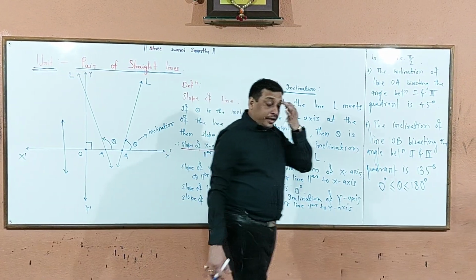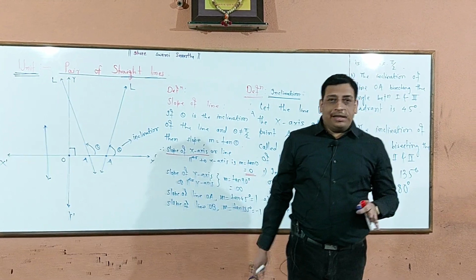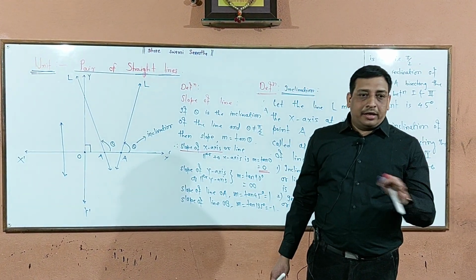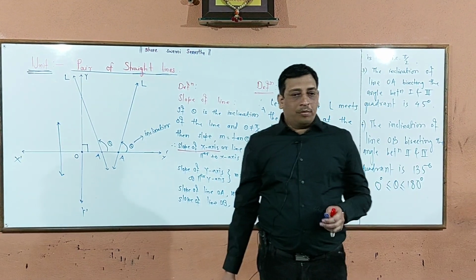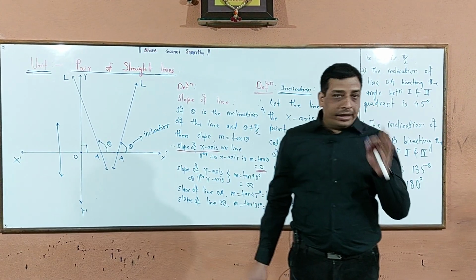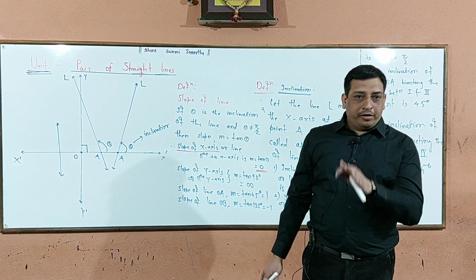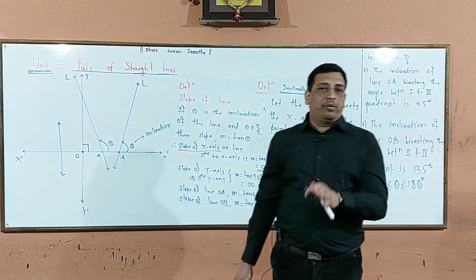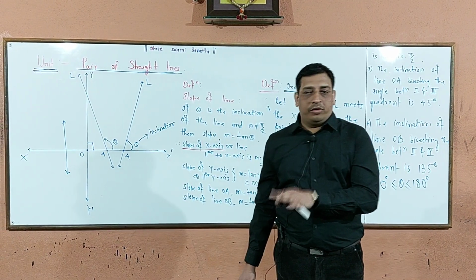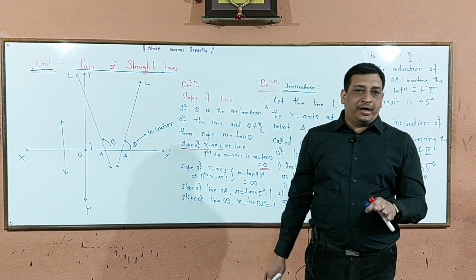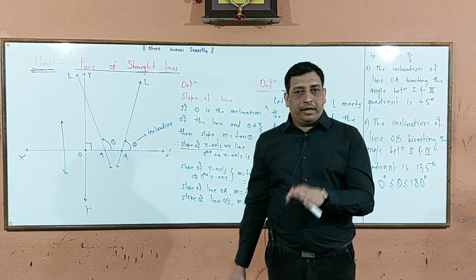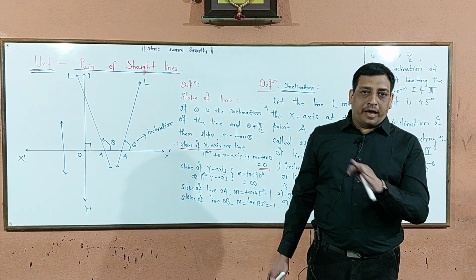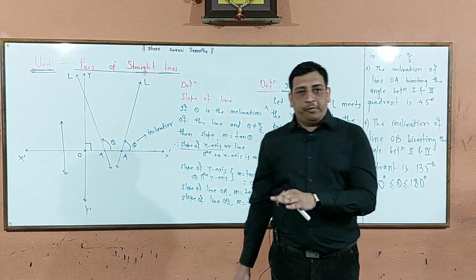So first, inclination: let the line L meet the x-axis at the point A, then theta is called the inclination of the line L. Inclination of the x-axis is 0 degree and slope of the x-axis m is equal to tan 0, that is equal to 0. Inclination of the y-axis is 90 degree. So slope of the y-axis m is equal to tan 90, which is infinity.